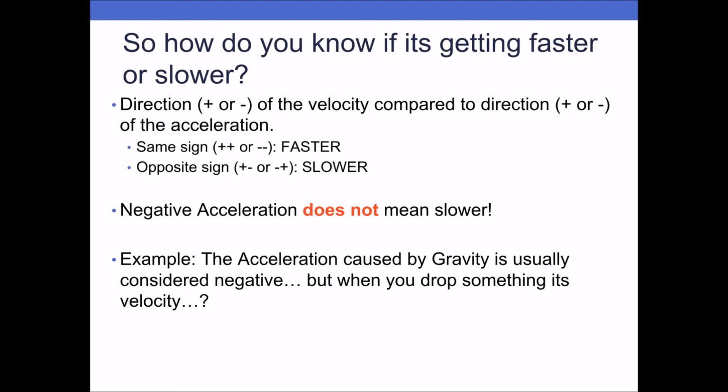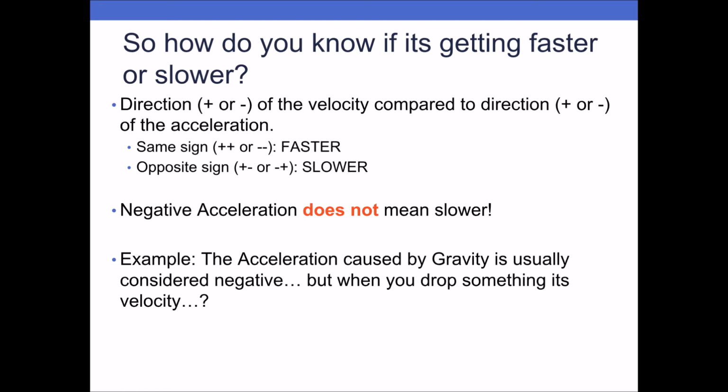So how do we know if it's getting faster or slower? Basically, if the signs of your acceleration and velocity match, then you're getting faster. And if they're different, then you're getting slower. So if you have a positive acceleration with a positive velocity, that's getting faster. If you have a negative acceleration with a positive velocity, then you're getting slower.